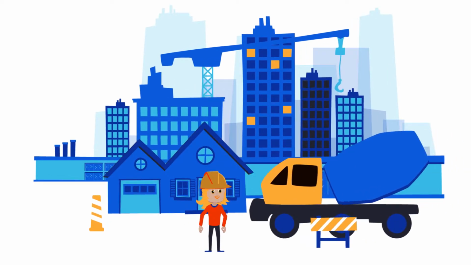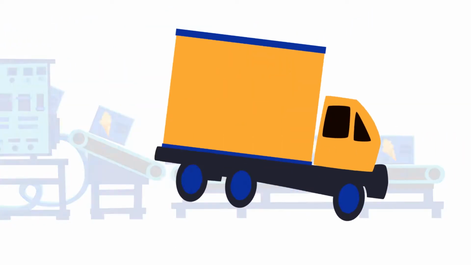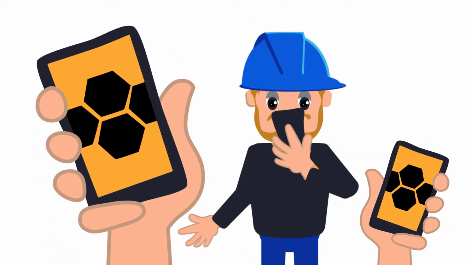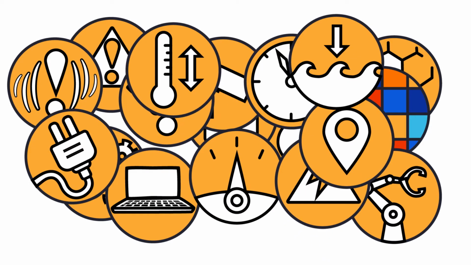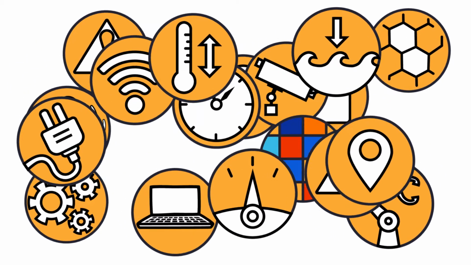These objects can be almost anything. They could be buildings, manufacturing equipment, vehicles, even people. Why do we describe them as being intelligent? Simply because they are equipped with sensors such as temperature, level, geolocation, etc.